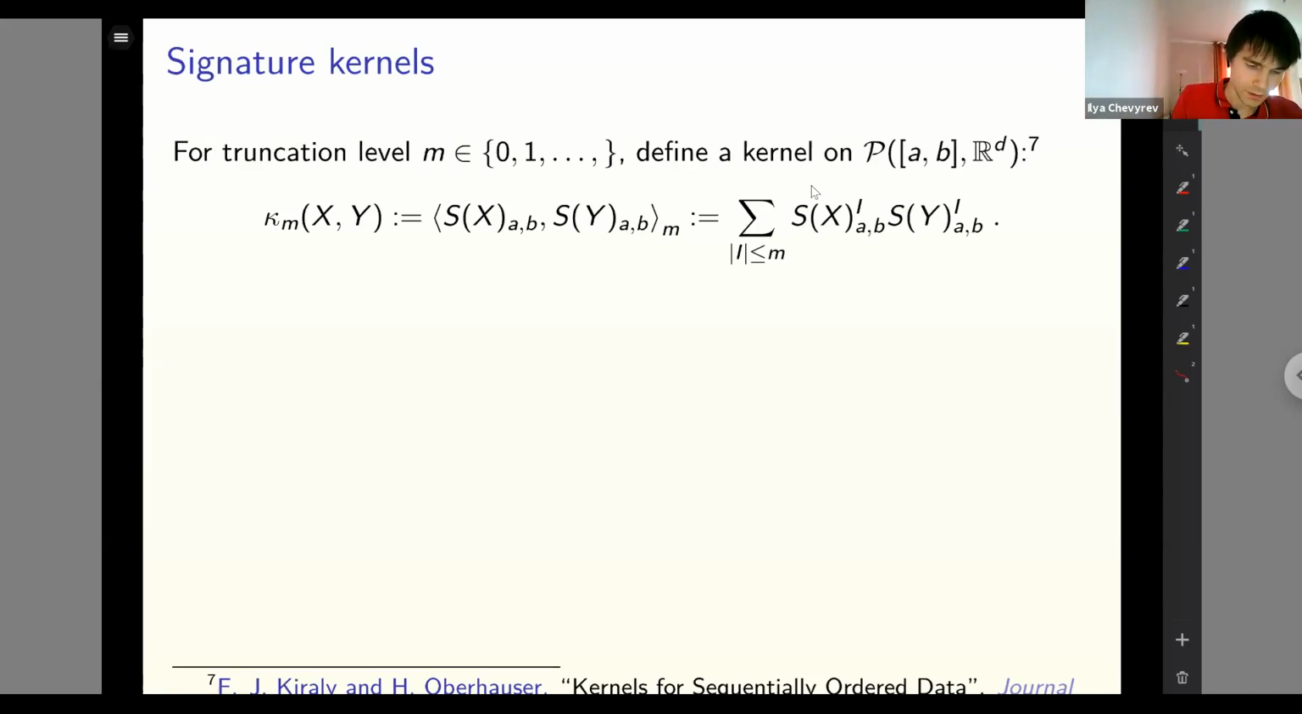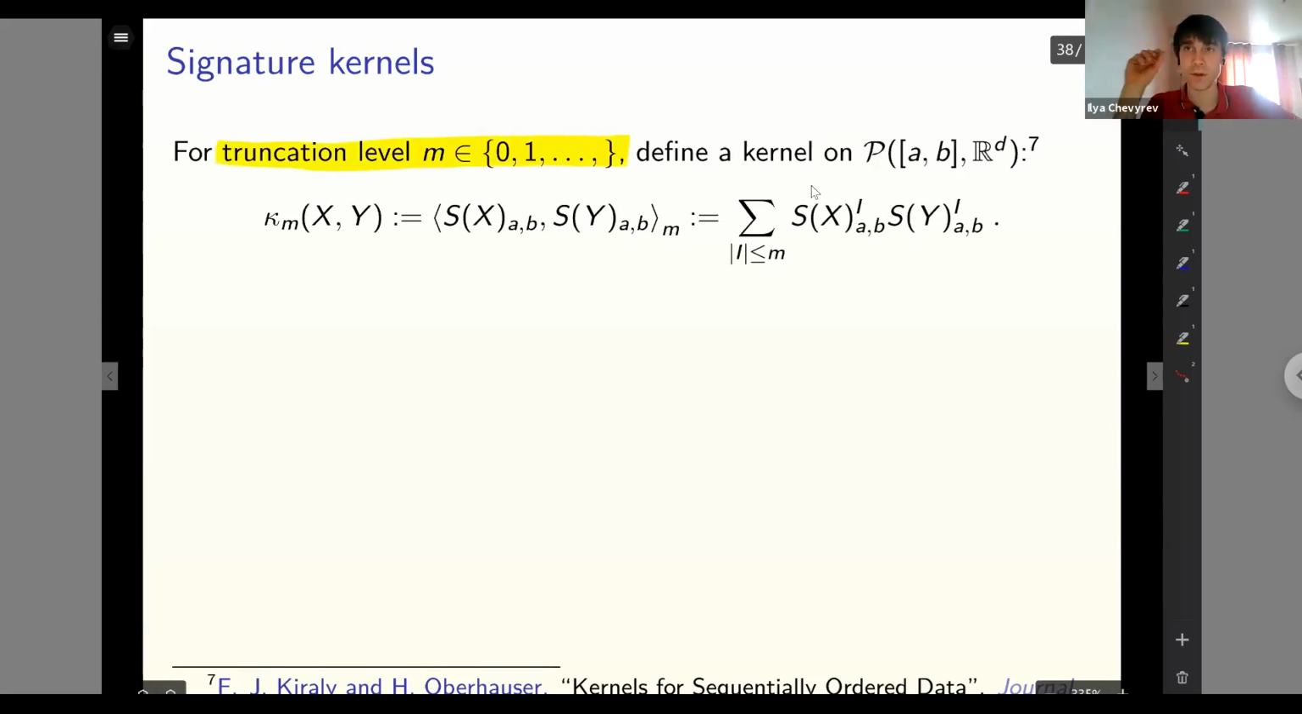The way that you define this kernel is you fix a finite truncation level m, and you compute the signature to level m. So you compute the signature for all words of length less than or equal to m. I'm going to denote this by kappa_m. There's another suggestive inner product type notation, but explicitly it's just the sum over all words where you take the products over these signature terms.